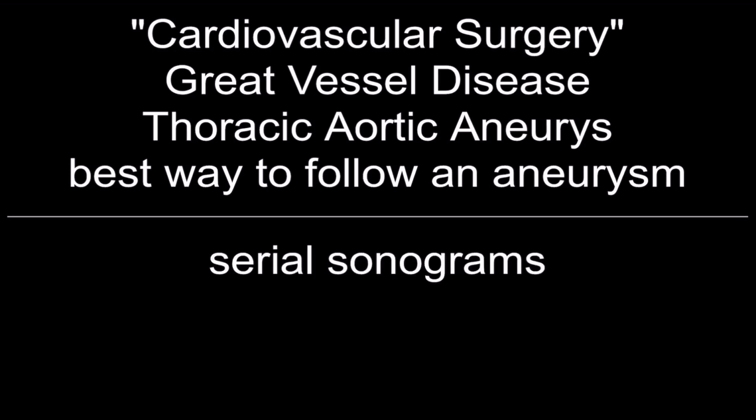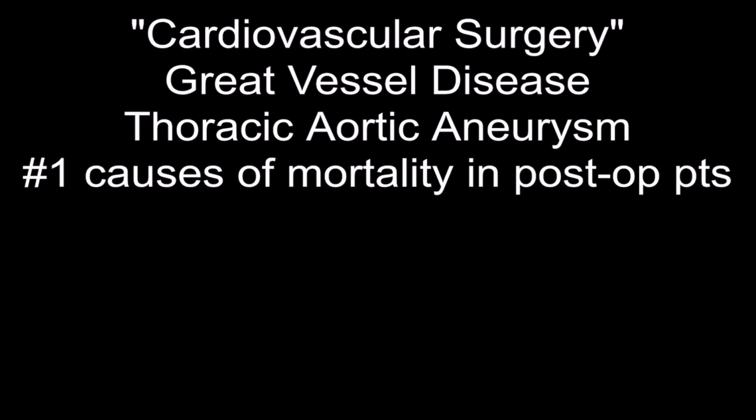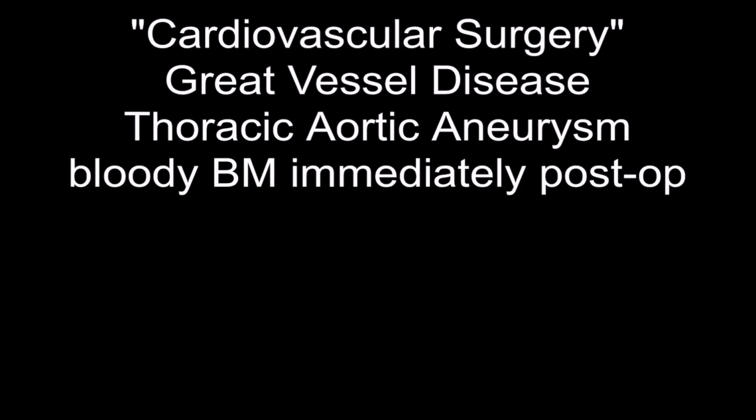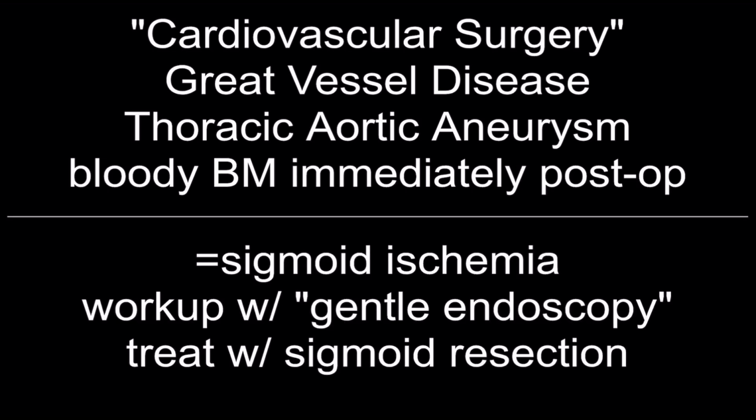Serial sonograms. Number 1 cause of mortality in post-op patients with thoracic aortic aneurysms. Early is going to be MI, and late is going to be renal failure. Bloody bowel movements immediately post-op in a patient with thoracic aortic aneurysm. Sigmoid ischemia, workup with gentle endoscopy, treat with sigmoid resection.